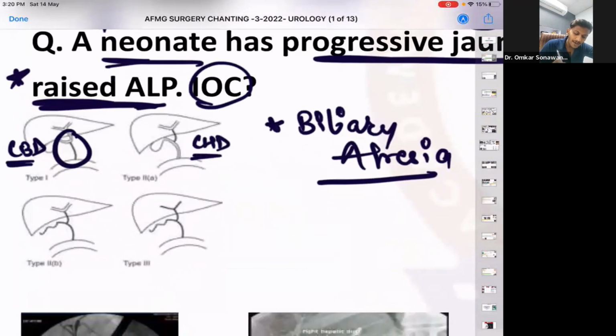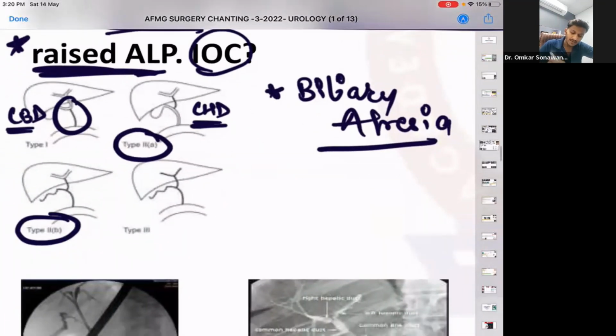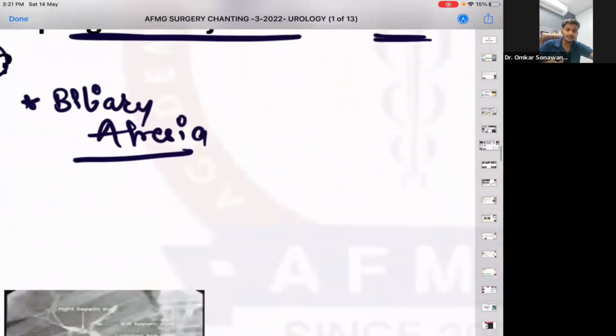The CHD, that is your common hepatic duct, is not formed in type 2. Whereas the right and left hepatic ducts are not formed in type 3. So quickly, type 1 is CBD, type 2 is CHD, and type 3 is the right and left hepatic ducts. No issues with this. Remember it.